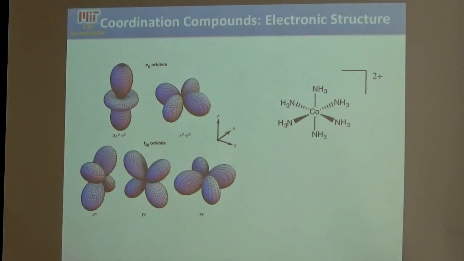And so if we consider a homoleptic, meaning all of the ligands are the same, coordination compound of essentially octahedral symmetry, with 6 amine molecules bound to a cobalt center, this overall ion is 2+. The question we're going to ask ourselves at a very basic level is, in this sort of geometry, how are the energies of these orbitals going to change?